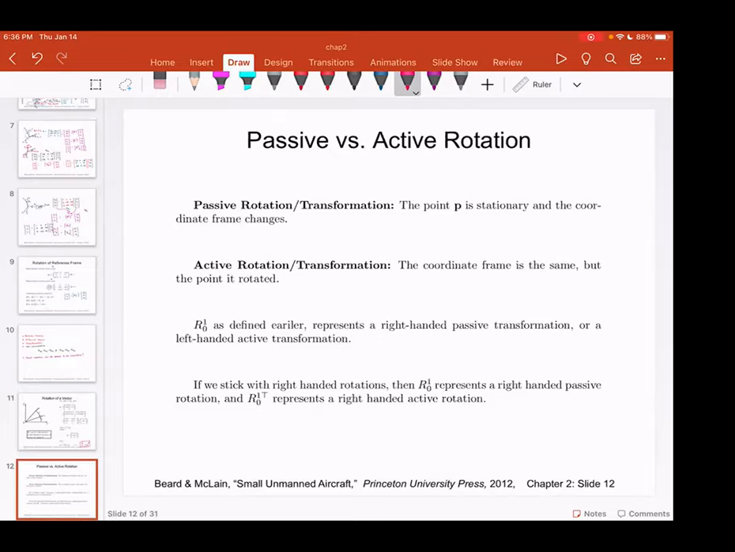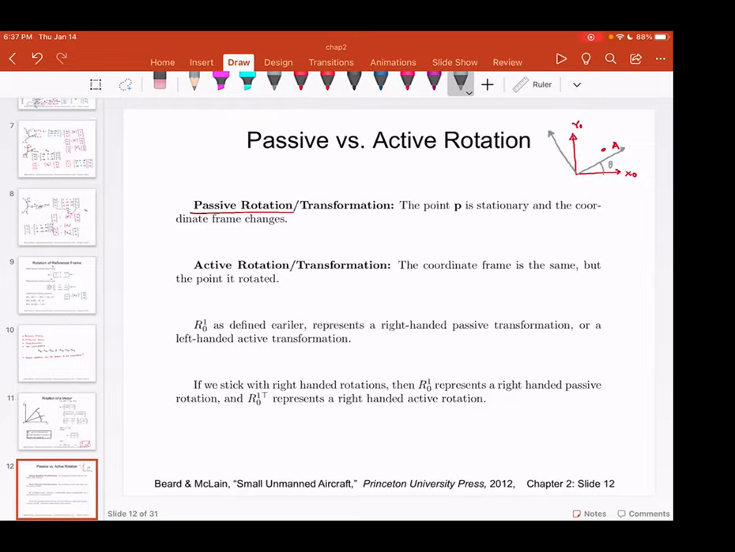Two concepts that you should be comfortable with: one is passive rotation. In passive rotation, the point is stationary and the coordinate frame rotates. Think about a coordinate frame X naught, Y naught, and a point A. I am rotating my reference frame, but the point stays where it is. So point A has not moved, but my reference frame has moved through angle theta.